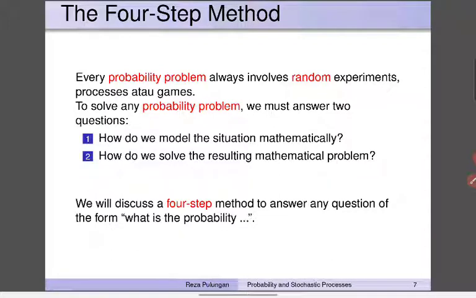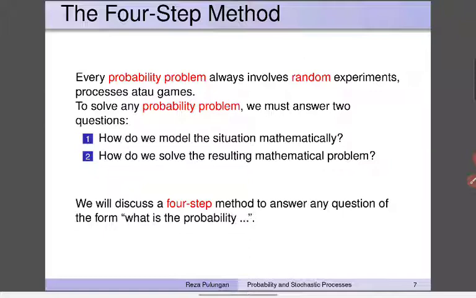Now every probability problem always involves random experiments, processes, or games. This is basically the keyword. We are going to look deeply into this. We are going to look at random experiments. A random experiment is an experiment whose outcome cannot be determined beforehand, whose outcome happens randomly.